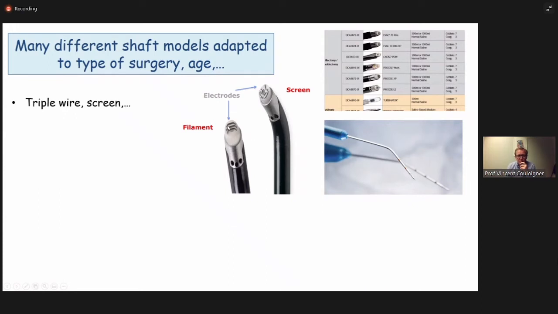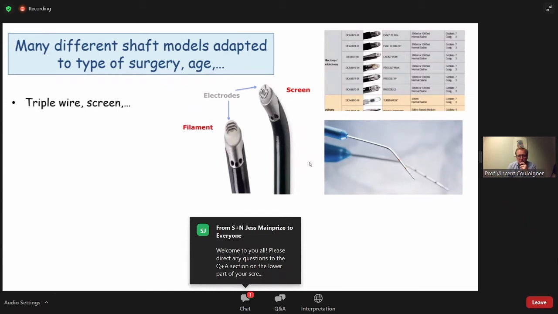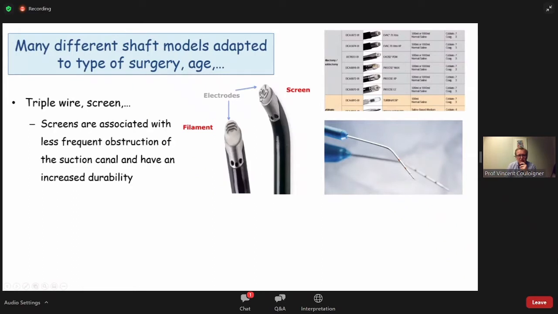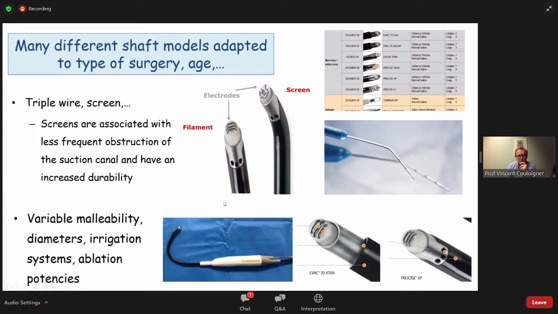For instance, you can have a triple wire filament, which was the original filament that was used to coblate tonsils and adenoids. But you can also have a screen extremity, with different sizes and different properties, different potencies. The screens are associated with less frequent obstruction of the suction canal, and they have an increased durability as compared to the classical filaments. You can also have shafts with different malleability. This is, for instance, the Halo shaft, which can be bent up to 90 degrees.